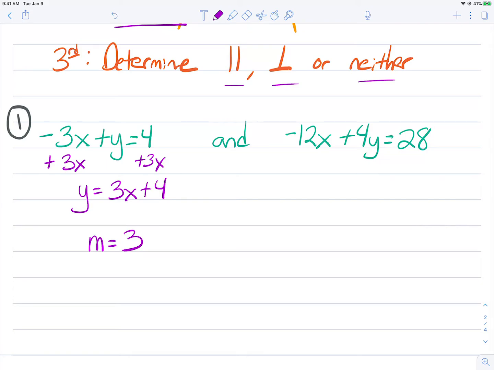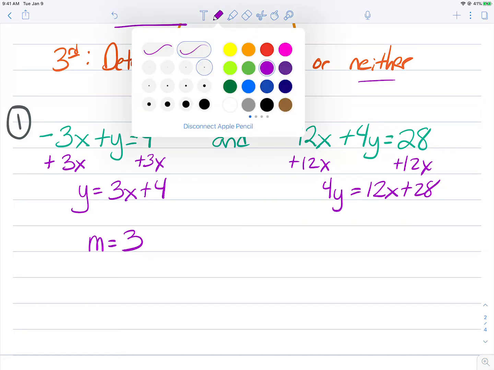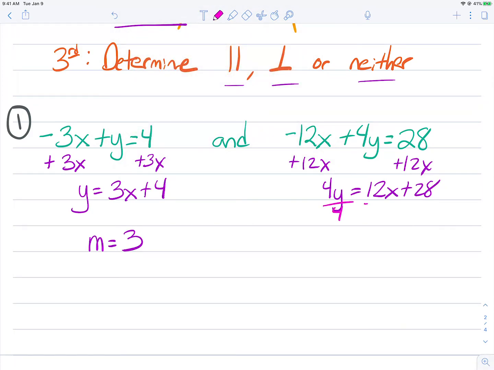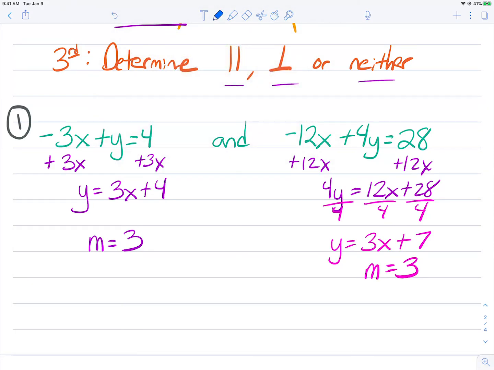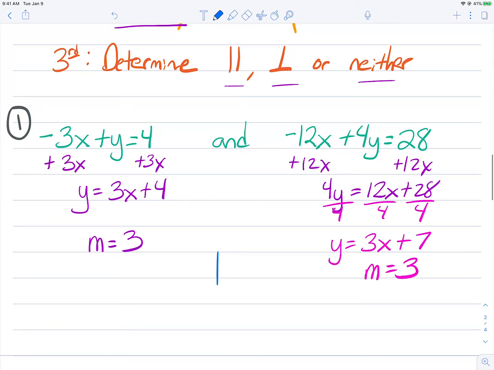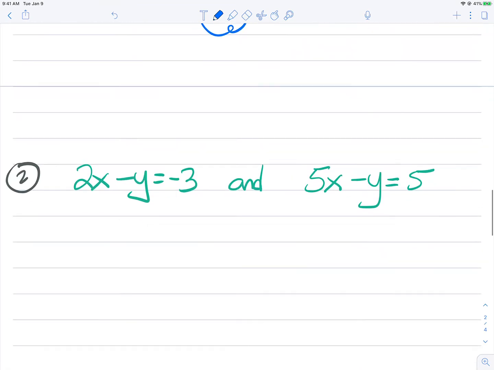On my other equation, I'm going to add 12x to both sides, and I'm going to have 4y equals 12x plus 28. I am then going to divide every single term by 4, and y equals 3x plus 7, which means that the slope of this line is also 3. So if your two slopes match, then they are parallel lines, and you can use the symbol if you want to, or you can write out the word parallel. Up to you. Let's try another one.